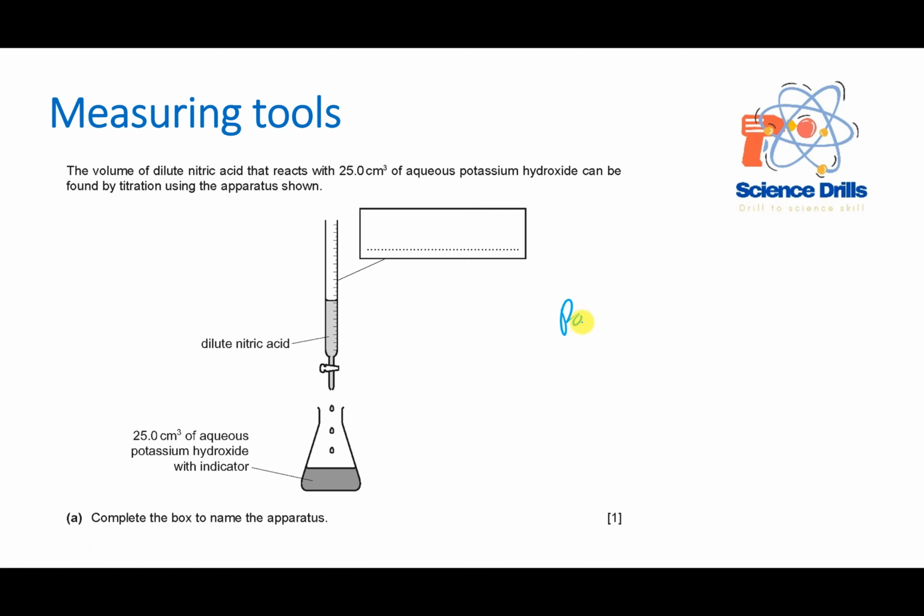Here is an example of paper 6. These types of questions are common, so practice labeling to get more comfortable with them. As you can see here, volume of acid, and he said titration. So during titration we said we use a burette. So the answer here is the burette.